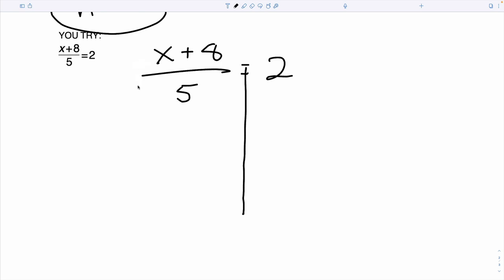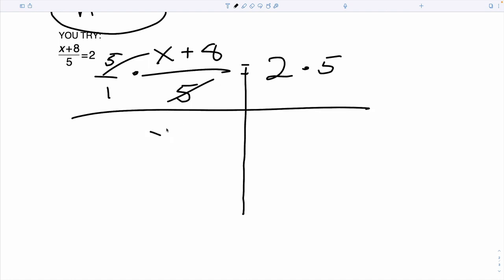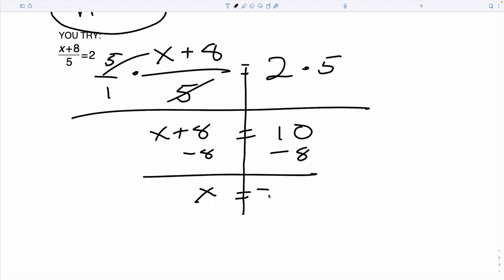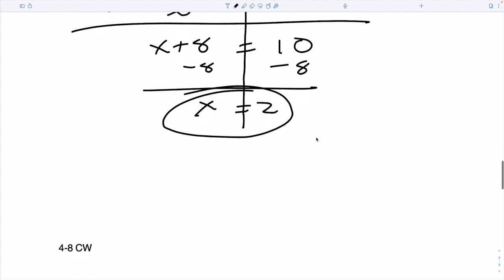My first step for the you-try would be to do what, Baron? What's my first step when I have a problem that looks like this? You do 5/1 times x. Good. That's going to unlock the x plus 8 and then make a 10 on this side. Subtract 8 on both sides to get x by itself. If you got x equals 2, you got the right answer. I checked a few of you off and told you to go to bronze. I forgot that I want you to do one quick thing. For bronze, you have 5, 10, 15 minutes left to work independently.